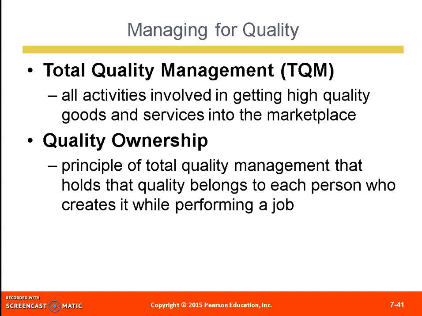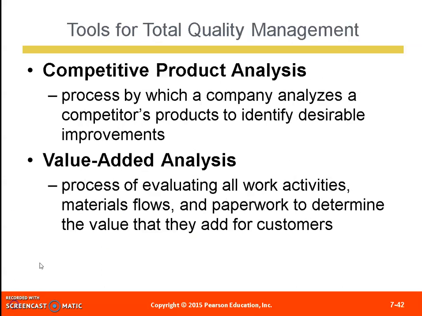Let's say you are producing a car. When you fit a tire, you make sure that you're fitting the tires correctly before you pass the job to another person. I mean the finished job to another person. That is quality. It means that the quality belongs to each person who creates it while performing the job. So there are basically 5 tools for total quality management.